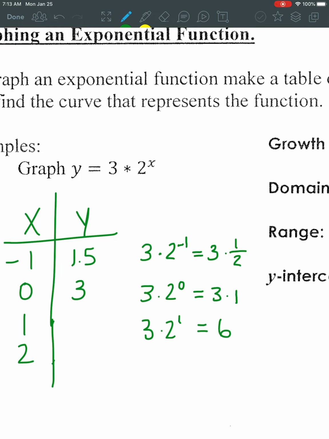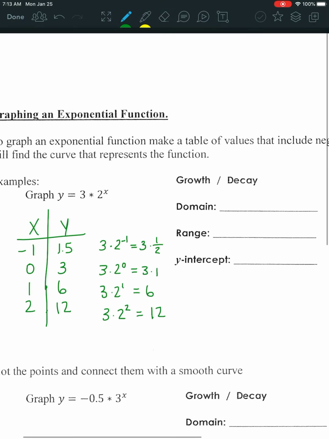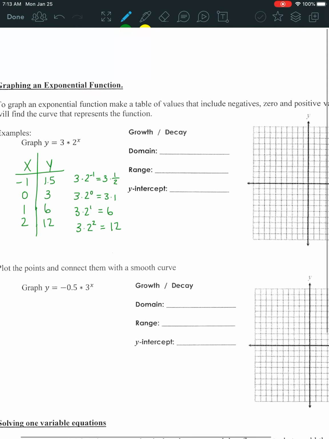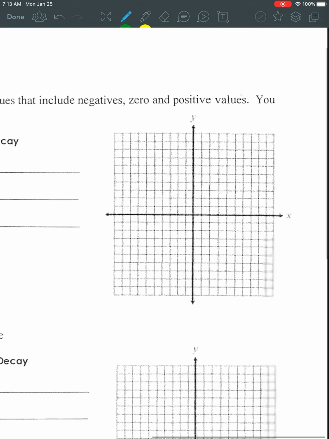Plug in 1. So 2 to the first power is 2. 3 times 2, we get 6. 3 times 2 to the second power, so 3 times 4, we get 12. So we can kind of see what's happening here. We're multiplying by 2, by 2.